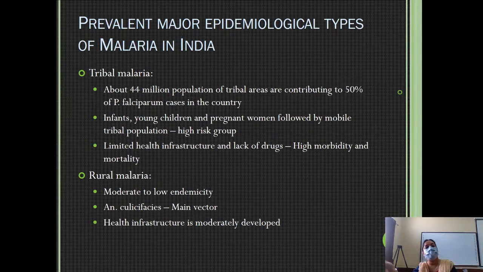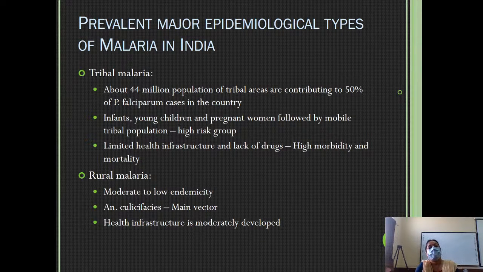These tribal people stay in their own niches, so they are very far away from formal healthcare facilities. They have their own indigenous drugs. They don't like to try out new drugs, and so this limited health infrastructure as well as lack of drugs leads to very high morbidity and mortality amongst the sufferers from this variant of malaria.